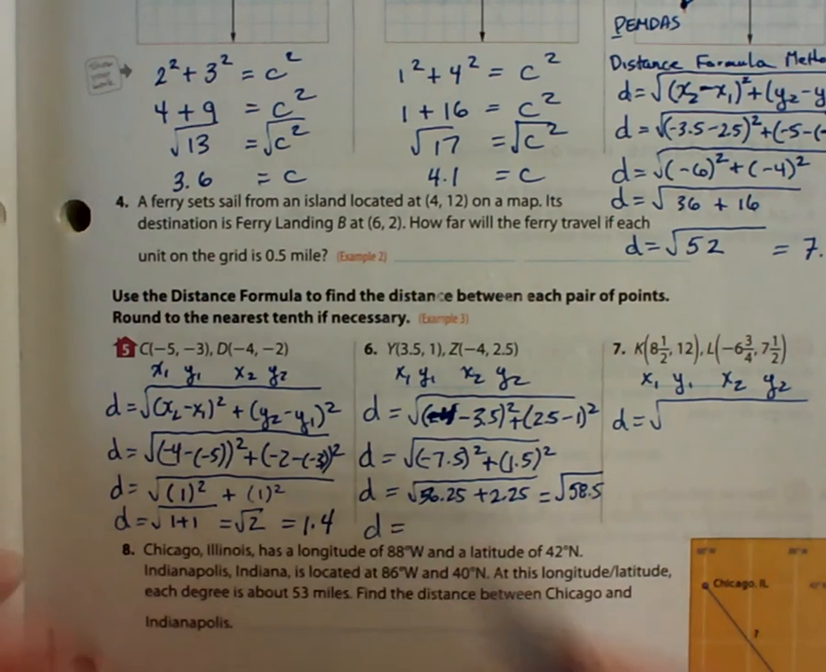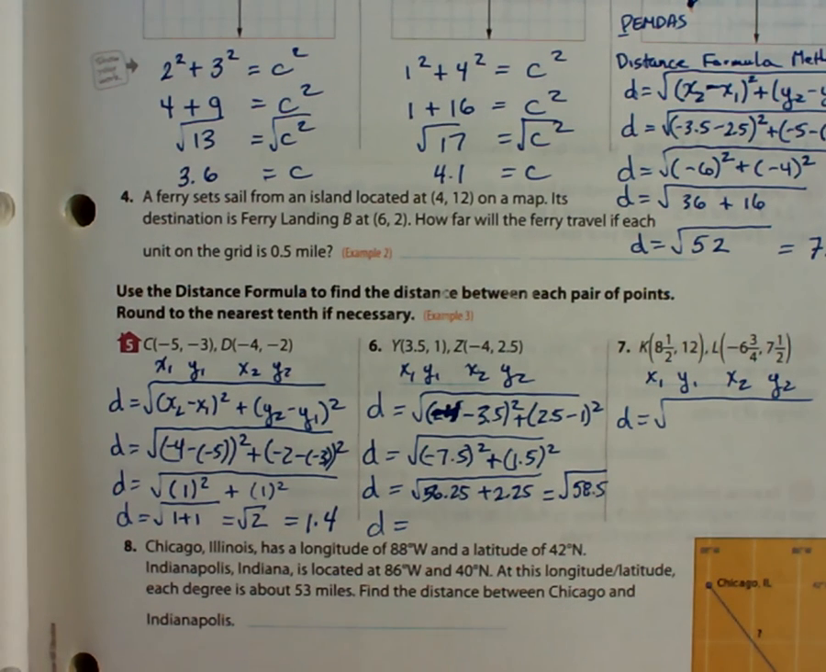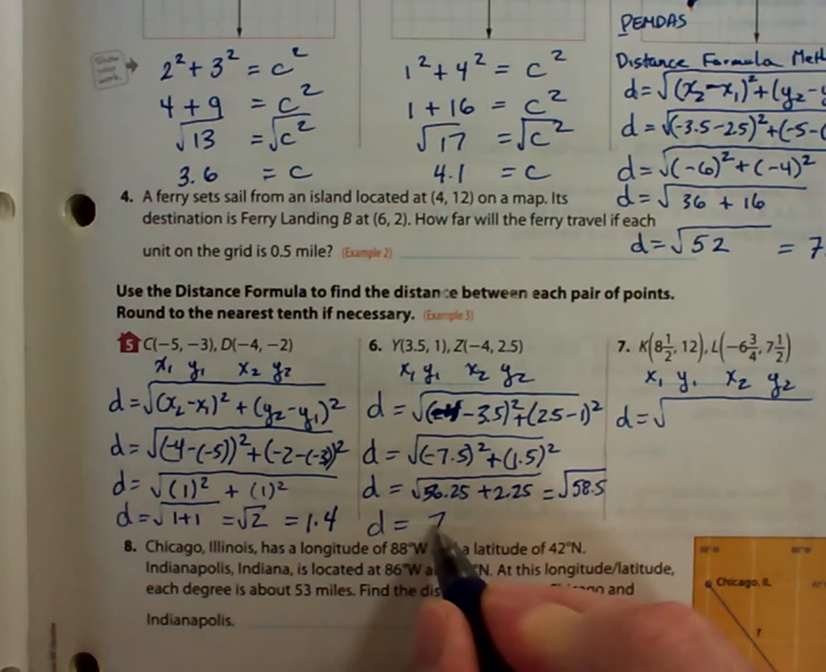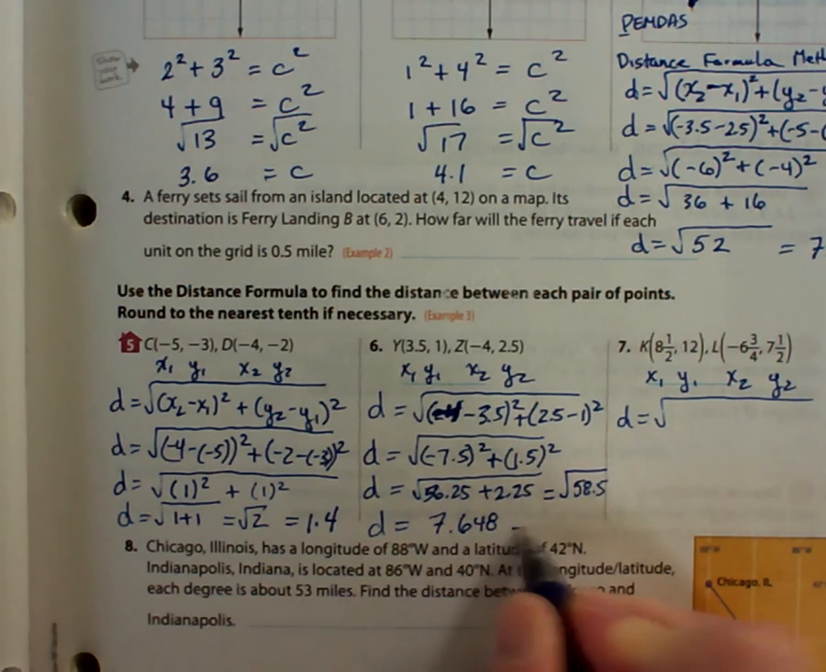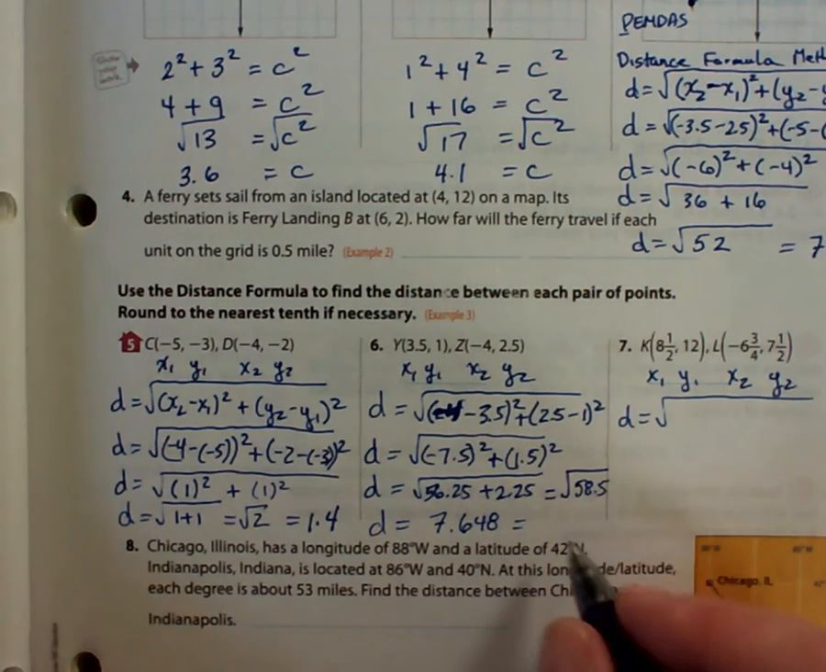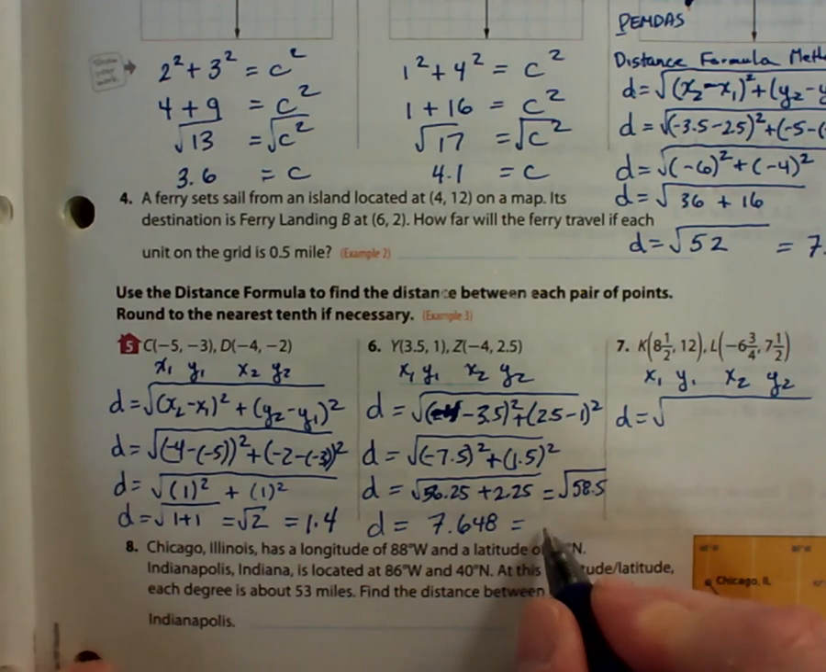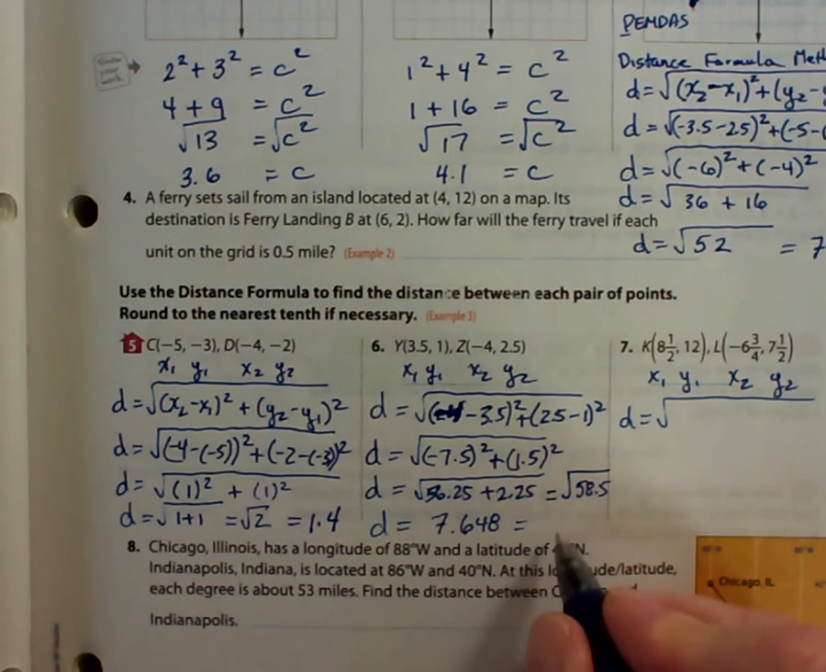So D equals the square root of 58.5, 7.7. You actually end up with 7.648. That's a tough one for rounding because you would tend to look at this 4 here, but you want it to the nearest tenth.